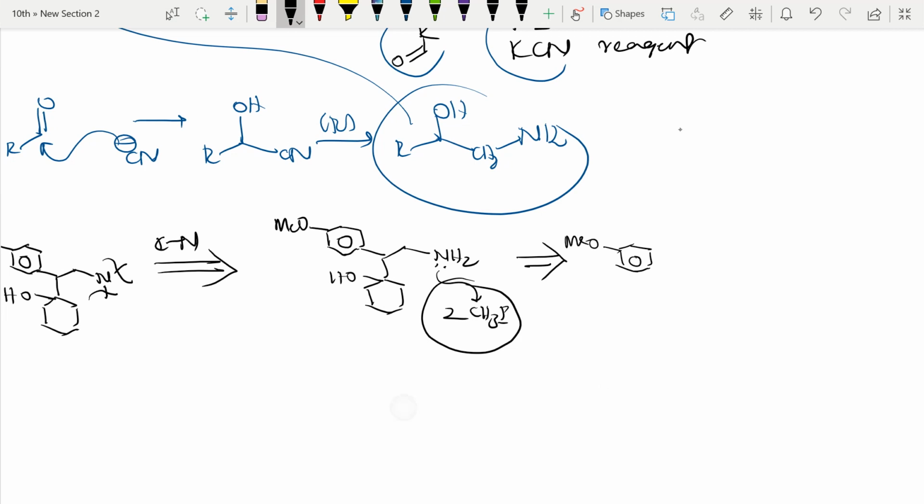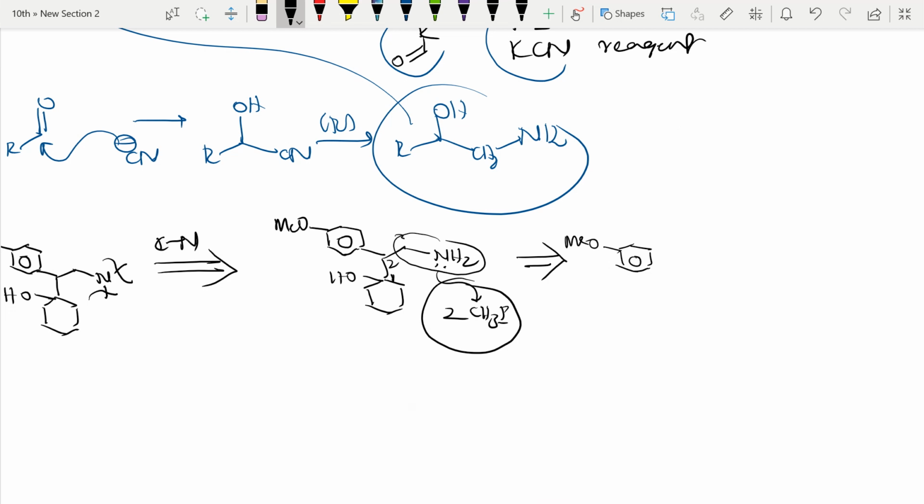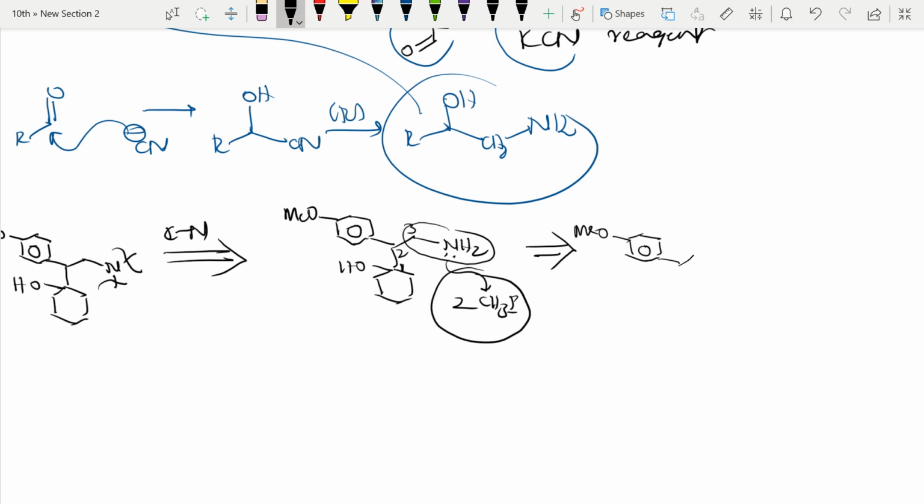Further, see here, this CH2NH2 is there. Both are in a 1,2,3 relation. So I will convert that into a CN group now. Whenever there is a 1,3 relation between NH2 and OH, I'll just convert it into C triple bond N. See here, I have converted. I can write C triple bond N, or simply I can write CN. You should not get confused.